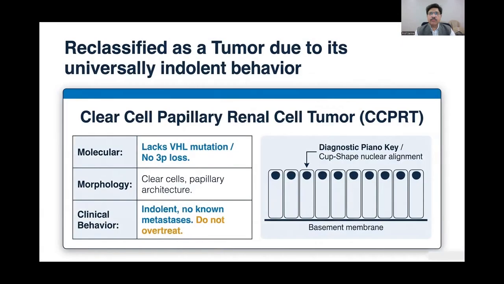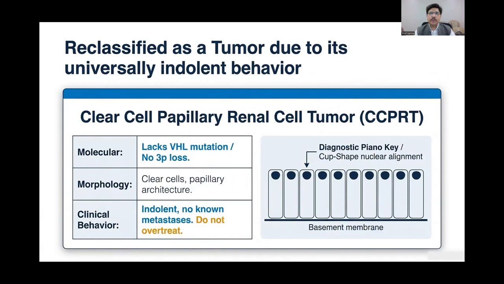Now you see, we have got a piano key-like arrangement there. If you look at the biopsy, the basement membrane is at the bottom, and all the nuclei are aligned to the top, and this is called the piano key arrangement. Usually the nuclei are supposed to be in the center, but because of this molecular problem, the nuclei are shifted away from the basement membrane towards the luminal side, and that looks like a piano key arrangement, the nuclear arrangement, and this entity is a new entity. Clear cell papillary renal cell tumor, not carcinoma.